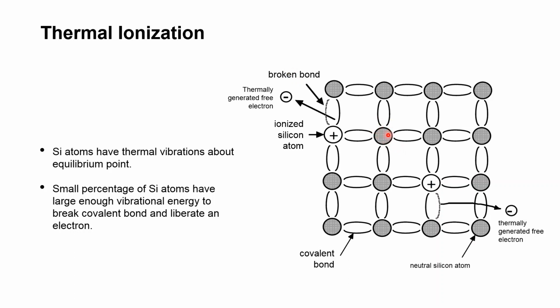So a silicon atom has 4 valency, that means it has 4 valence electrons in its outer shell. So it can make bonds with 4 of the neighboring silicon atoms.